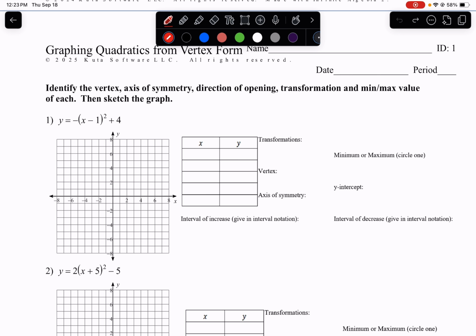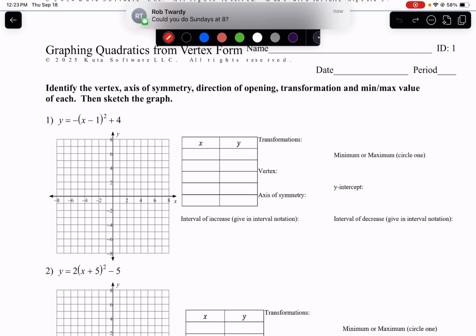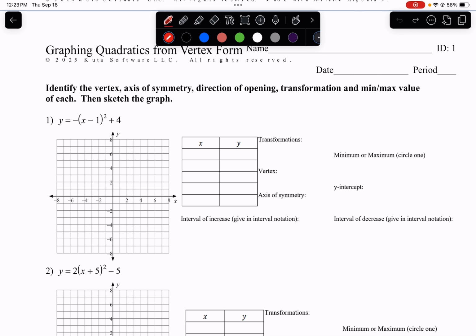Whenever you're doing these, the first thing I recommend you do is figure out what the vertex is. So my vertex is going to be 1, 4. Remember, you change the sign of the guy on the inside, keep the sign of the guy on the outside. So we end up with 1, 4. Now, once you get your vertex, immediately go and put this in the XY table, right in the middle, okay?